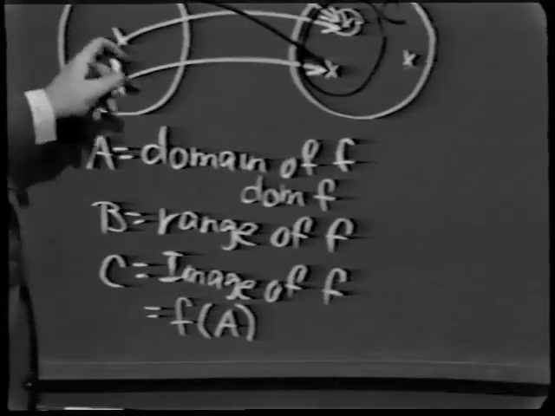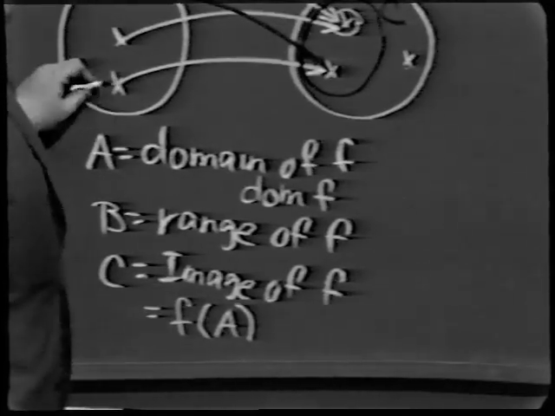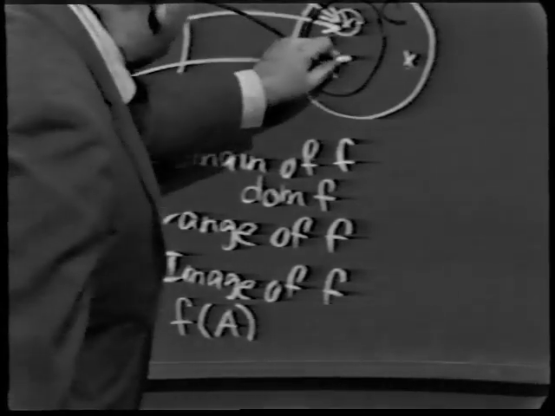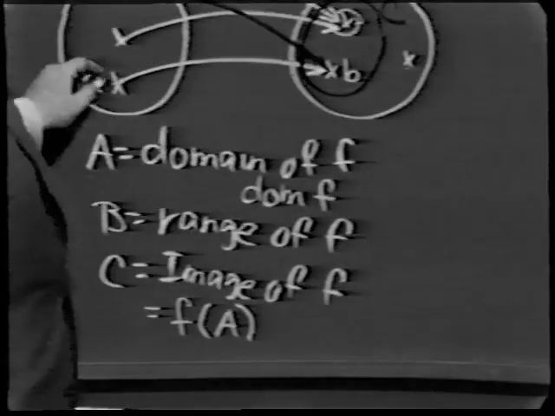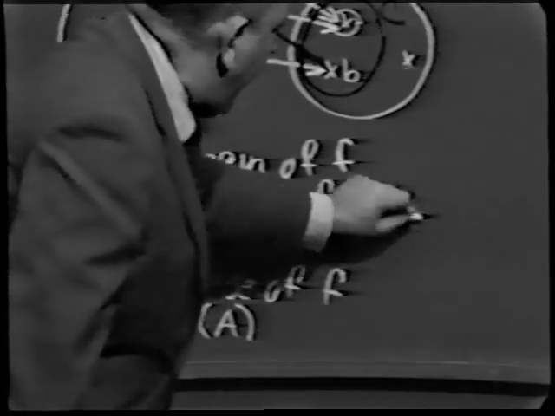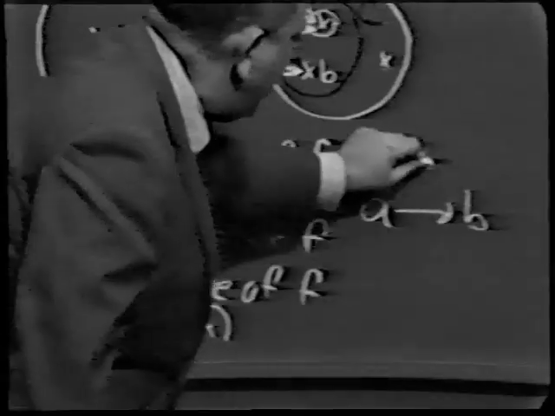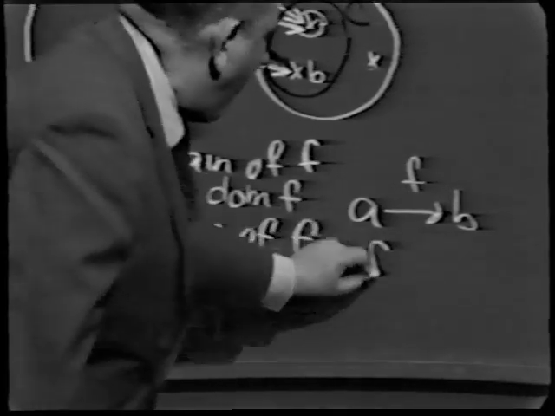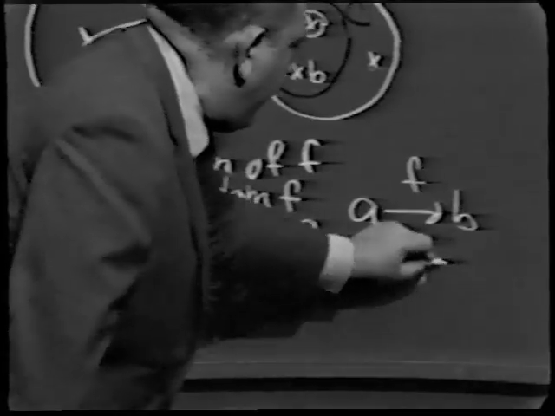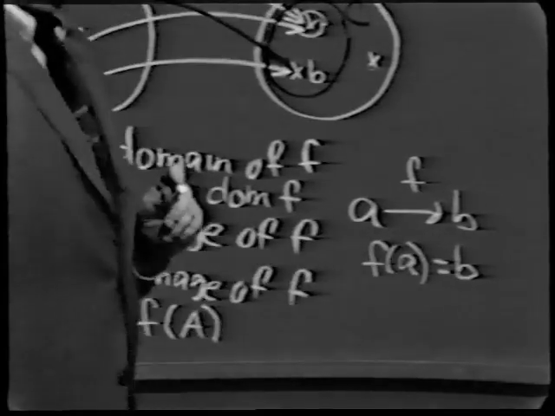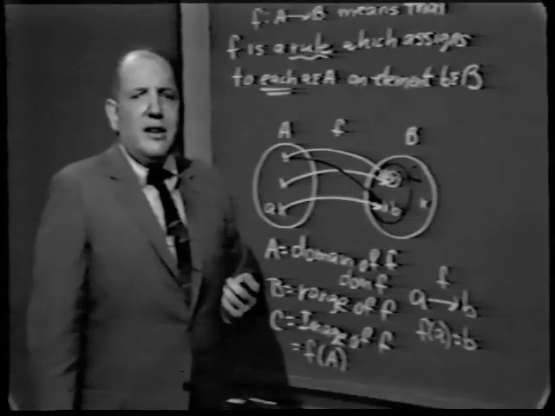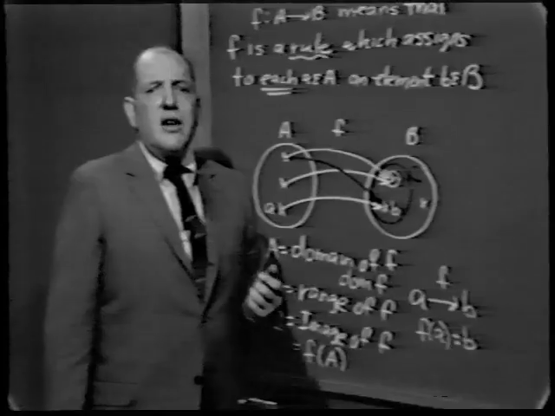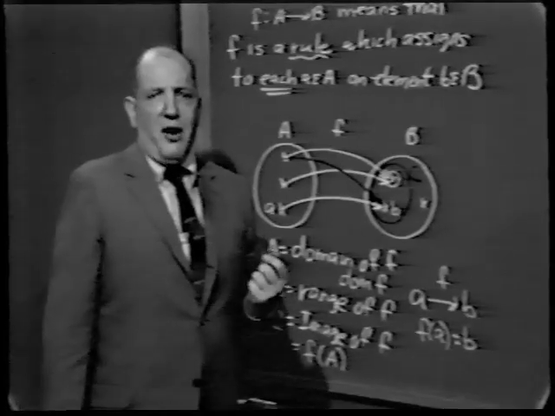In other words, again, the standard notation, if we want to look at it this way, if we call this element here a, and this element here b, to indicate that a was mapped into b by the function f, or the rule f, we often write that as f of a equals b.